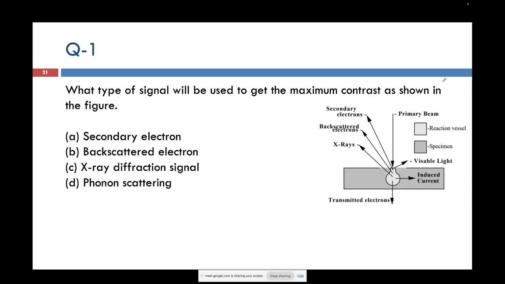So the first question I'll be seeing: what type of signal will be used to get the maximum contrast as shown in the figure? The first option is secondary electron, the second option is backscattered electron, the third one is X-ray diffraction, and the fourth one is phonon scattering. So whatever we have discussed today, can any one of you answer the question?